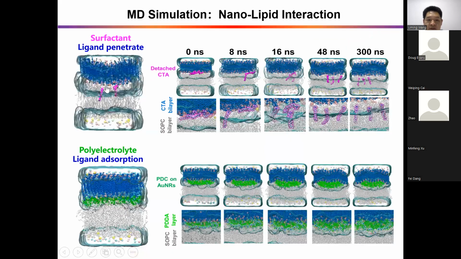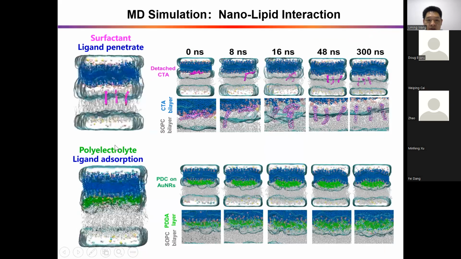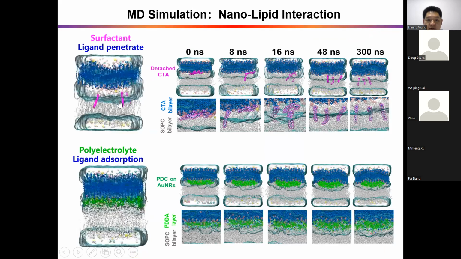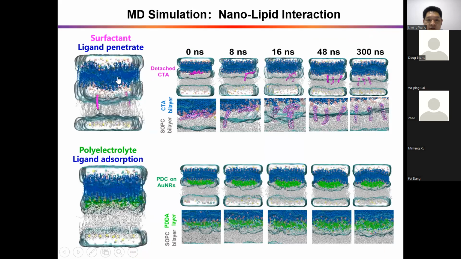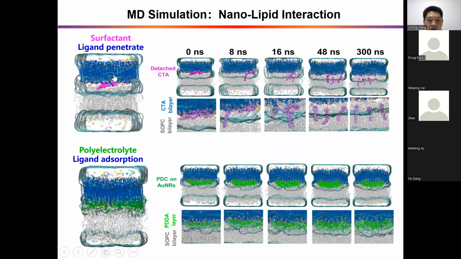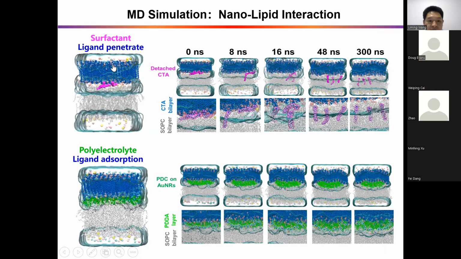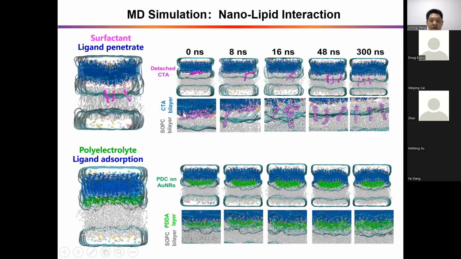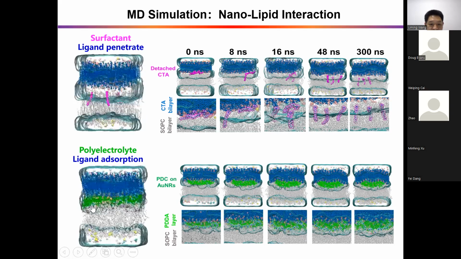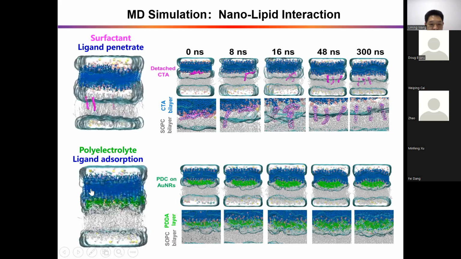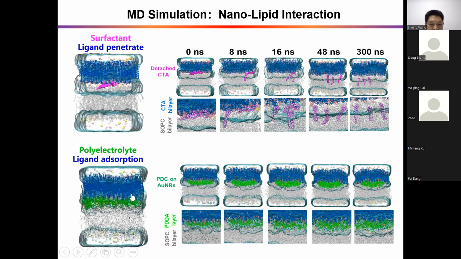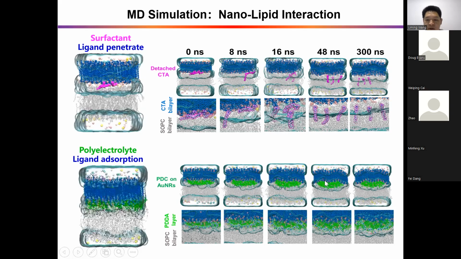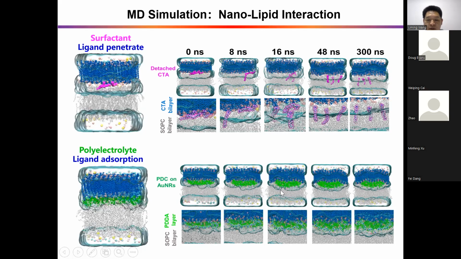Then we use simulation to study the two kinds of nanorods. For surfactant, we can see the ligand may penetrate the lipid. This is the lipid. This is the CTAB molecules. They can penetrate these lipids and change the structures. And this is the polyelectrolyte. The ligand remained at the nanoparticle and lipid interface. So they didn't change the structure of the lipid and cause no cytotoxicity.